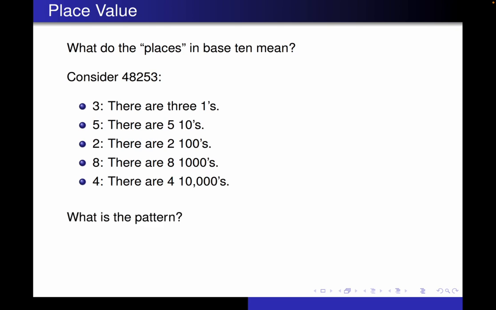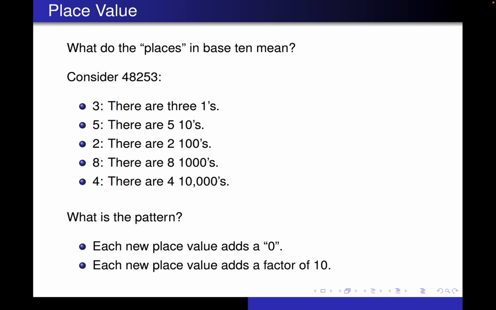So what we might ask is, what's the pattern? How do we figure out the pattern for the different place values that we have in base 10? Well, as you can see, each new place value that we have adds a 0 to the right, right? We go from 1 to 1 with 1 zero, then 1 with 2 zeros, then 1 with 3 zeros, etc. And if you think about what that means, every time we have a place value, we multiply by 10 to get to the next place value. So we're really looking at each place value adding a factor of 10.